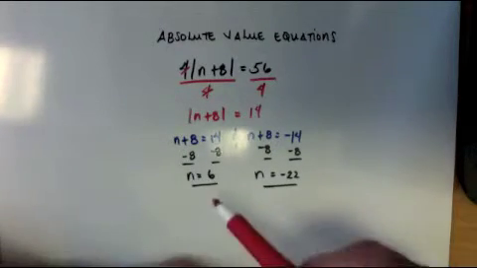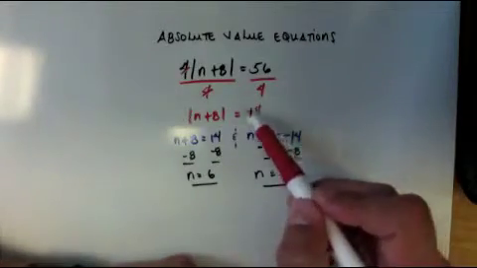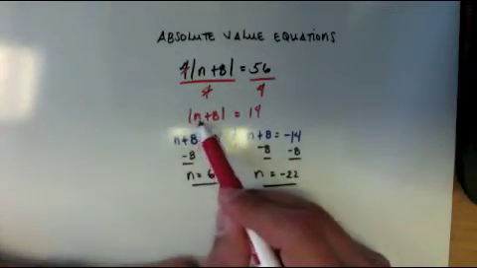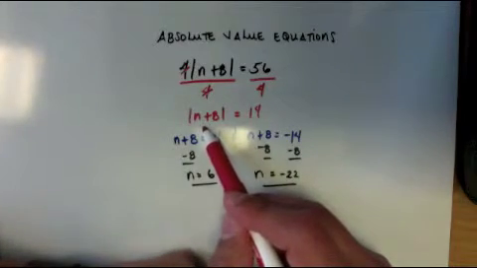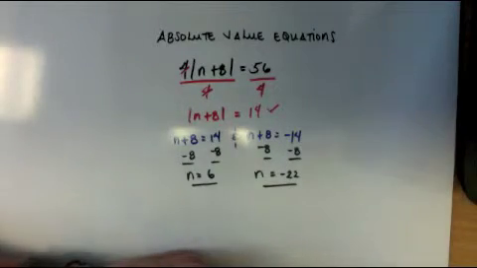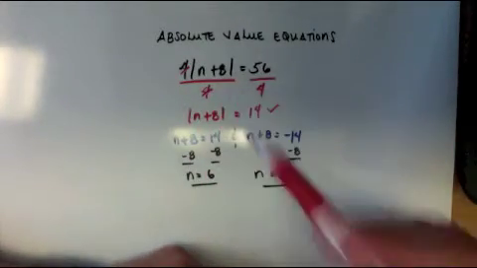Okay, and if you want to check it, always check it. You can plug in the 6 here. 6 plus 8, absolute value of 14 is 14. Same thing with -22. -22 plus 8 is -14. The absolute value of -14 is still 14. Okay, and you can do the same thing over here with the 6 and the -22.